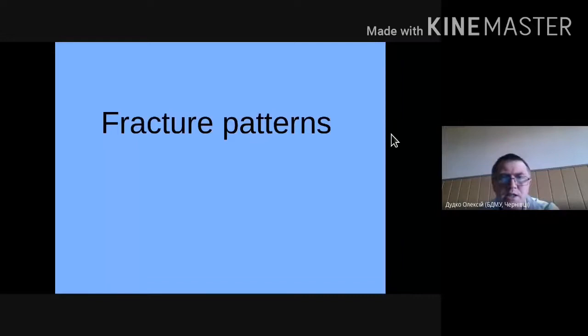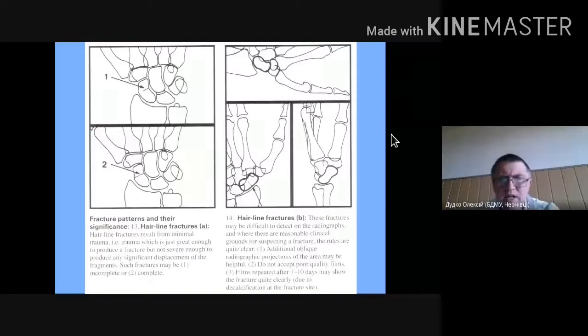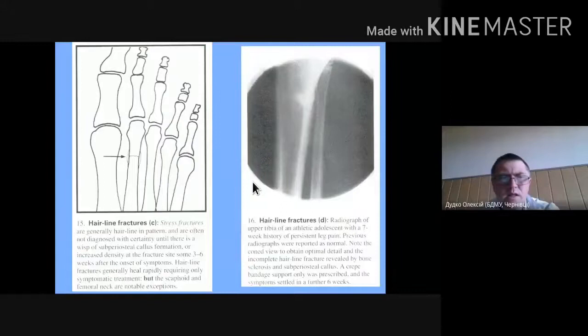We may have a fracture which is called a hairline fracture. It is a thin line which can hardly be seen on the X-ray and is often missed. A very good example here is a scaphoid fracture. If you make an AP view, you can miss it. So a 45-degree rotational view should be performed to reveal this fracture. It is also possible for different parts of bones, such as the tibia and foot as well.